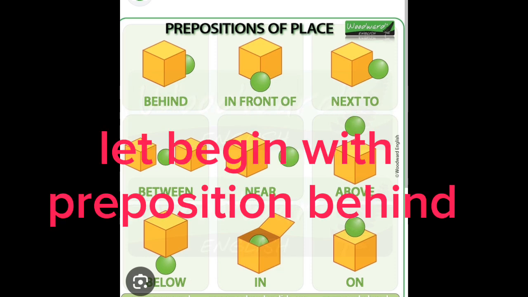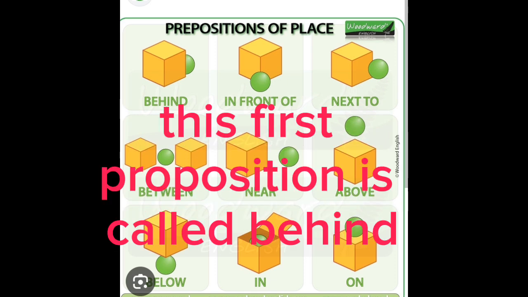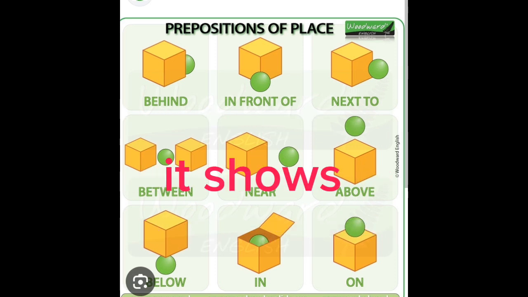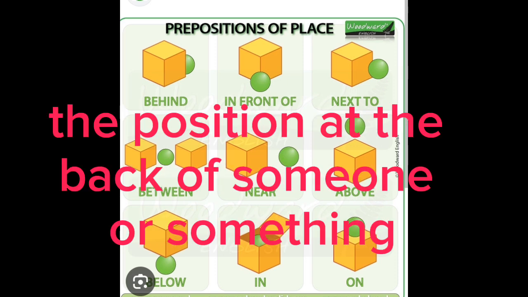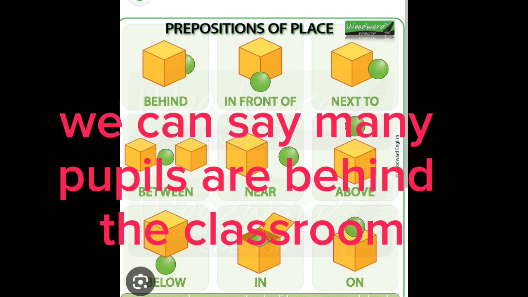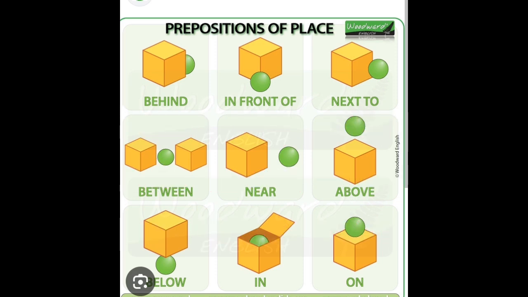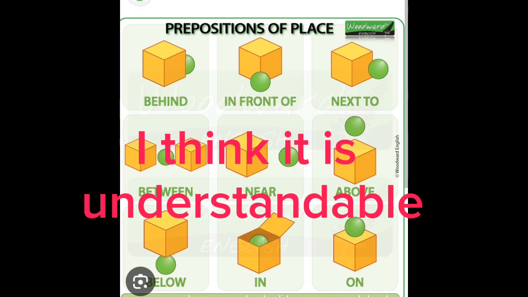Let's begin with the preposition behind. This first preposition is called behind. It shows the position at the back of someone or something. We can say many pupils are behind the classroom. I think it is understandable.